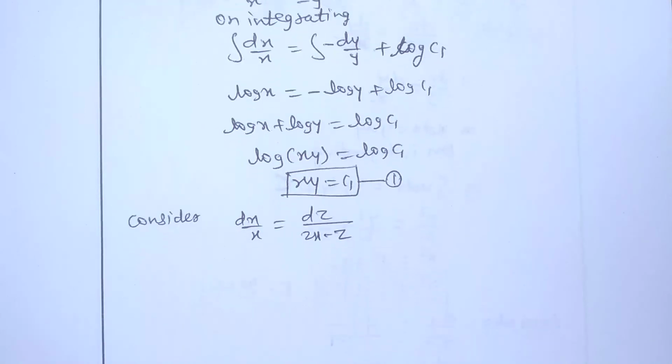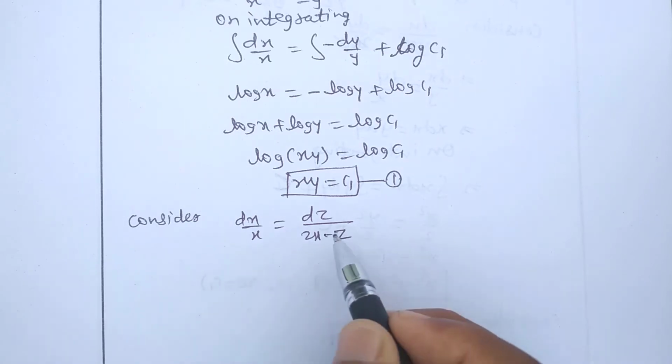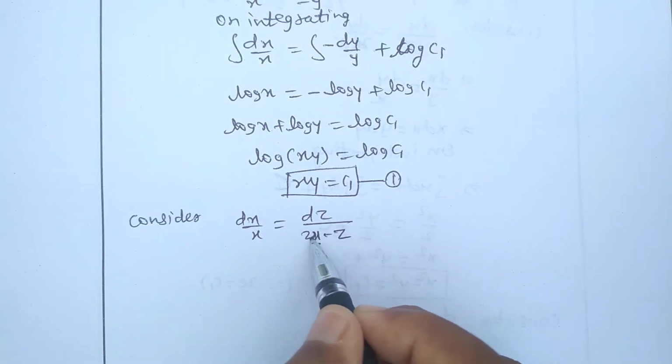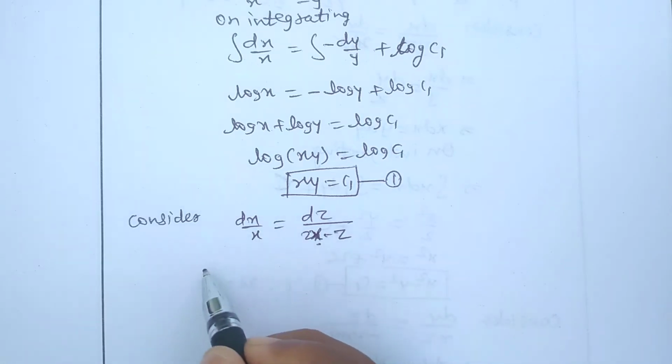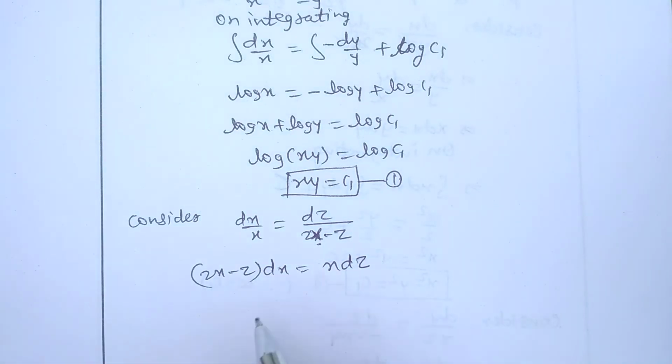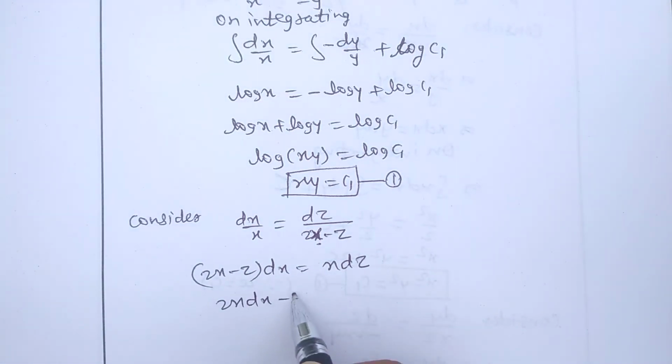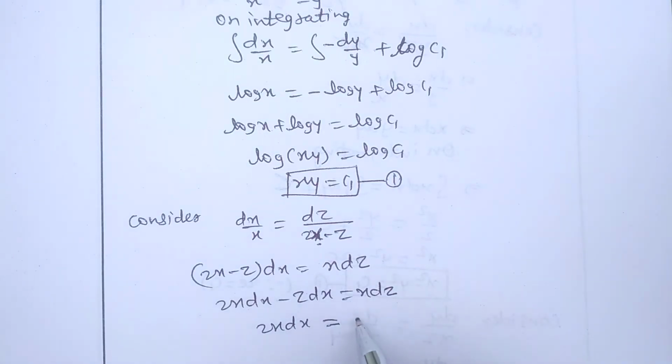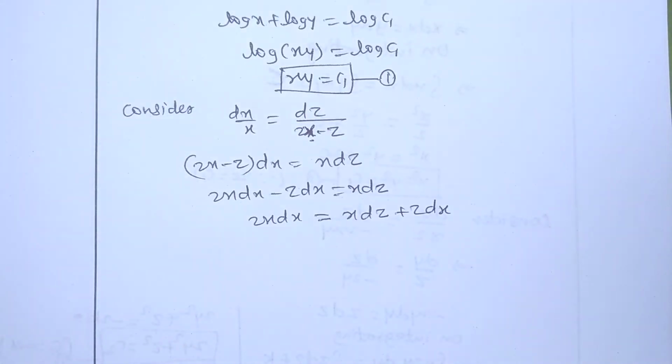Now this is not in variable separable form, so to make it variable separable form, cross multiply it. Since here x is present, that's why it is not in variable separable form. So after cross multiplying, we will get 2x minus z into dx is equals to x dz. Multiply here: 2x dx minus z dx is equals to x dz. This 2x dx keep as it is. Then this minus z dx goes to RHS, you will get x dz plus z dx. This is again not in variable separable form, but we can solve this. How we can solve this?